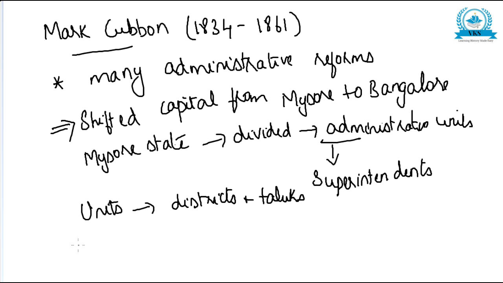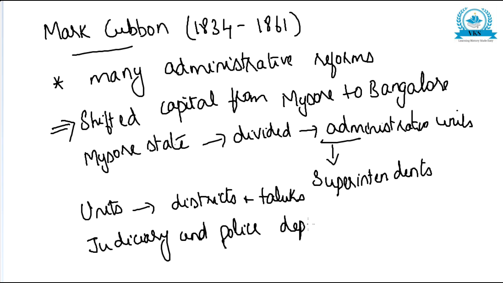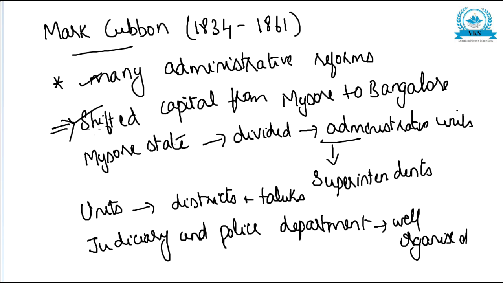During his time, the judiciary and police department were well organized. Both were well organized during the time of Mark Cubbon. So he did many administrative reforms, and the first one was he shifted the capital from Mysore to Bangalore. Mysore state was divided into administrative units, looked after by superintendents. The units were further divided into districts and taluks, and during his time, the judiciary and police department were well organized. So he was doing a lot of things for the development of Mysore state.